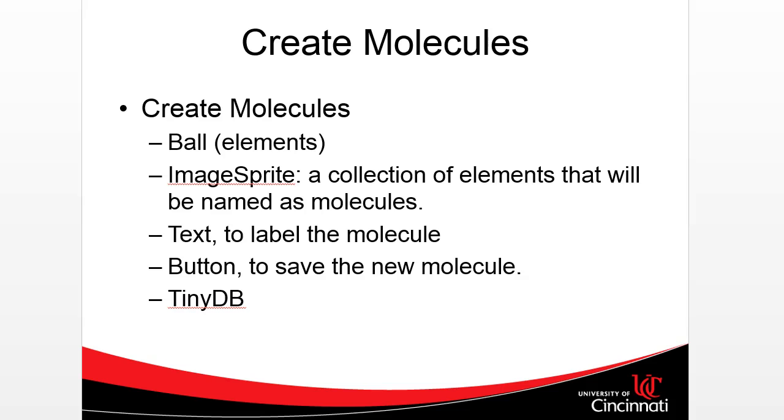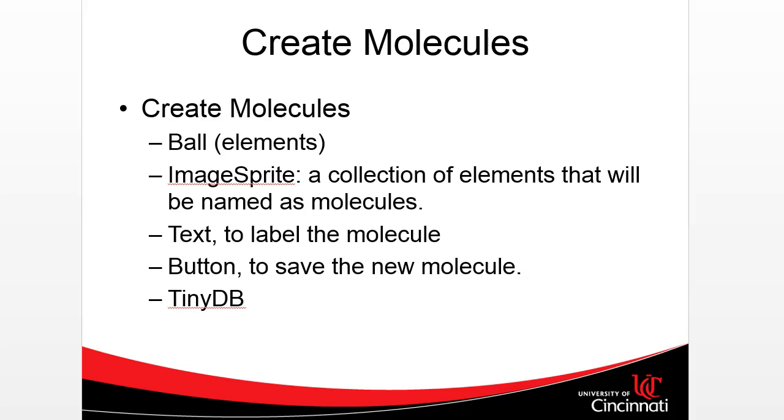Okay, what else do we need? We also need a text area so that we can label a molecule when we've made it. So if we bring in two hydrogens and two oxygens, we need a text area where we can call it hydrogen peroxide. We also need a button to save the new molecule once we have moved all of the elements into the image sprite. And we're going to want to save all this for the moment in TinyDB. We might think about some centralization as well, where we could take this information and store it on an online database, something like that, so that all of the different games like this could share.